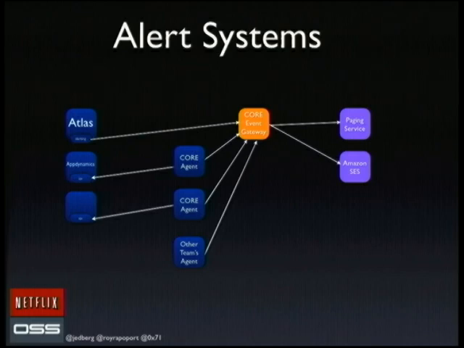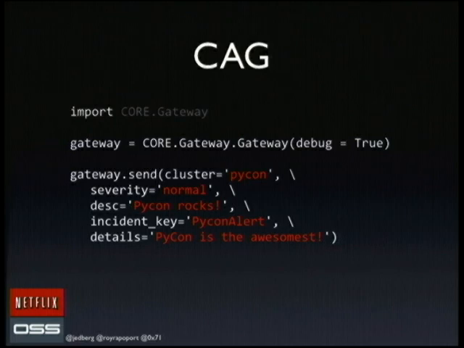And so it had to have this ability to know, okay, there's an alert on this cluster, how do I know where that's going to go? It's just this simple to send an alert. All you have to do is say the cluster name, add some details about the alert, and then fire that off to the gateway, and the gateway knows to send that to the owner of, in this case, the PyCon app.